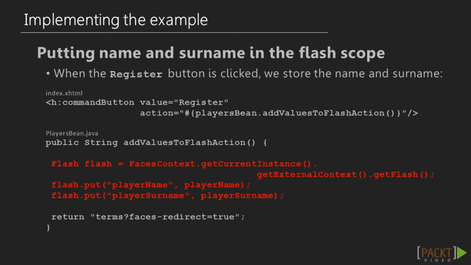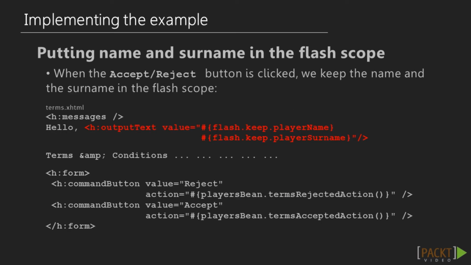When we press the register button, we can simply call an action method that puts the submitted name and surname in the flash scope via the put method. Also, notice the last line of code, which fires a redirect to the terms page. When the application flow arrives in the terms page, the data from the flash scope should be discarded. But while navigating from the terms page back to the index or further to the done page, we want to keep the name and surname available to the next redirection.